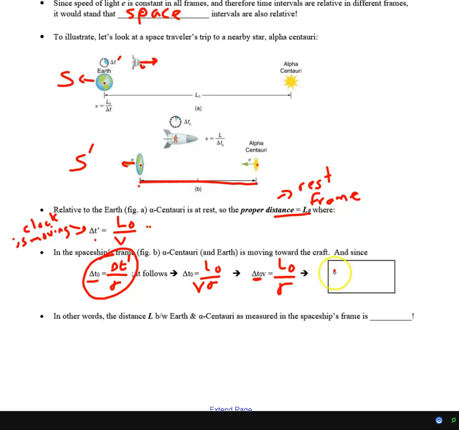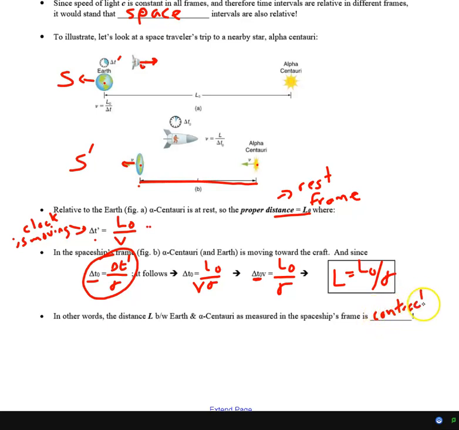So long story short, we have the length as measured in the spaceship, the distance it travels towards the star, is equal to L naught over gamma. And since gamma is always bigger than 1, we see that the length measured in the spaceship is smaller than the length measured on the Earth. So we call it length contraction. In other words, the distance L between Earth and Alpha Centauri as measured in the spaceship's frame is contracted.